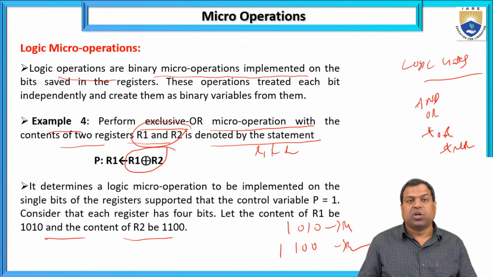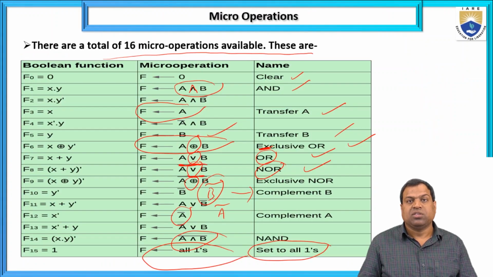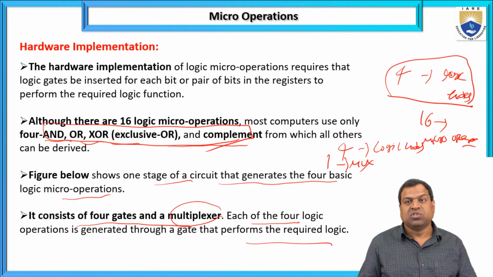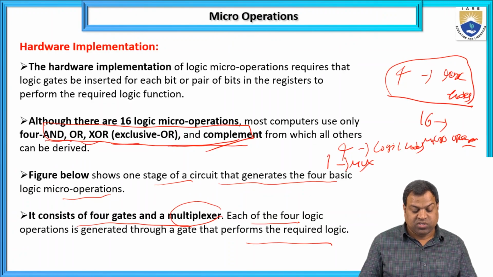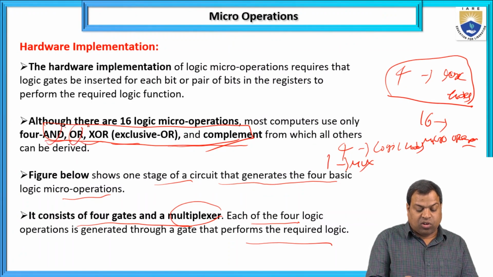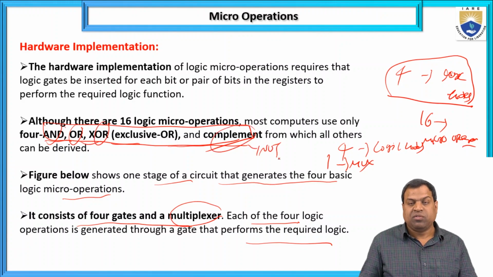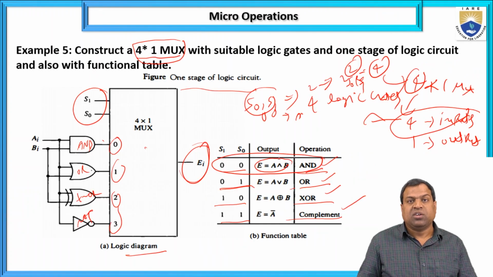These are the logic micro operations. It is performing exclusive OR with R1 and R2 registers. A total of 16 micro operations are performed with 4 logic gates. X and Y are the inputs, and there are 16 micro operations with 4 logic gates. So what are the 4 logic gates? We will discuss here: AND, OR, XOR and complement, that means the NOT gate.